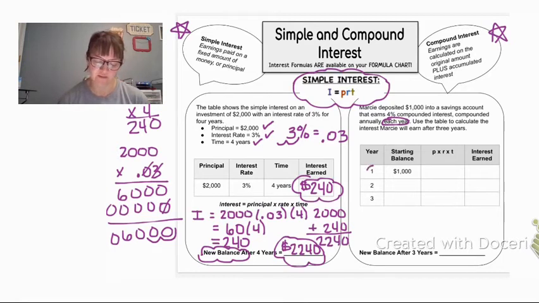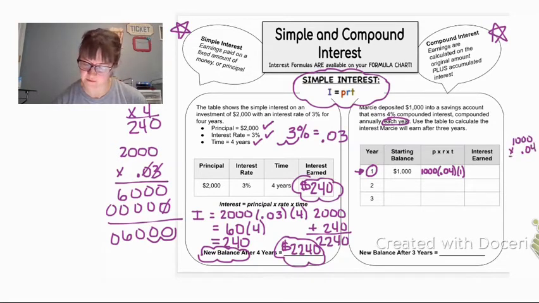So to get her interest after 1 year, we'll do principal times rate. It was 4%, so 0.04, times time. This is just going to be 1 year. We're just calculating year 1. So 1,000 times 0.04. And then we'll just add. So at the end of year 1, she would have earned $40 in interest.